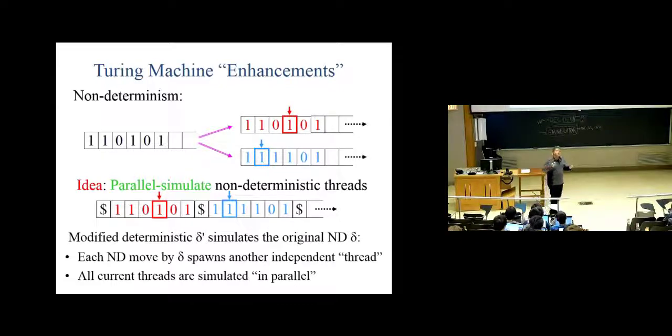By parallel, all we mean is keep simulating each branch of the computation by 1 step in lockstep in turn. So each branch gets 1 step forward, and then all of them get another step forward in turn respectively, and so on and so on. Just make sure you do it in parallel.